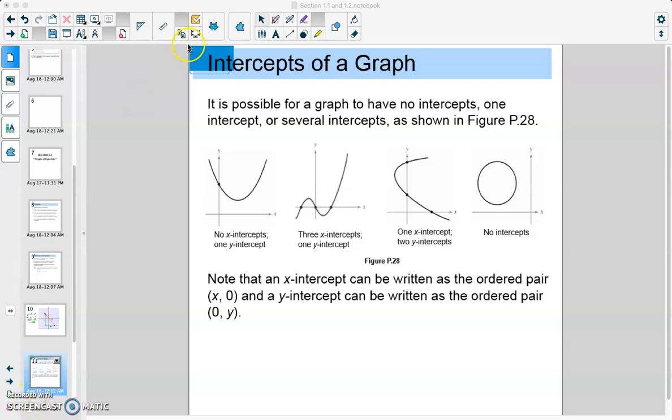All right, guys. So we want to get going today. Again, picking up where we left off, section 1.2. We're going to jump into intercepts of a graph.